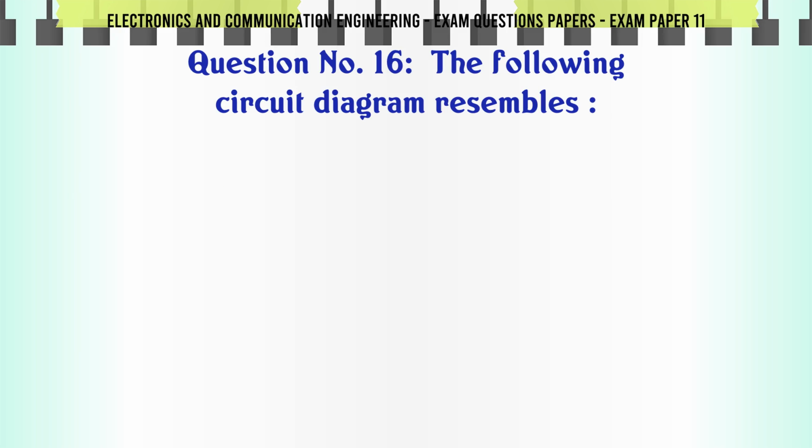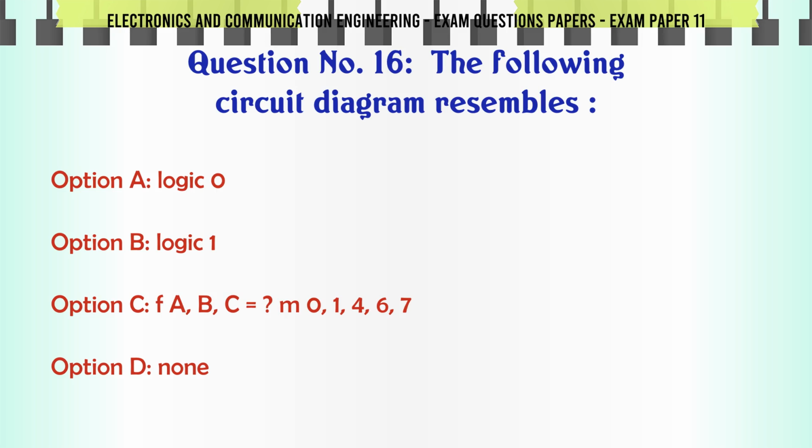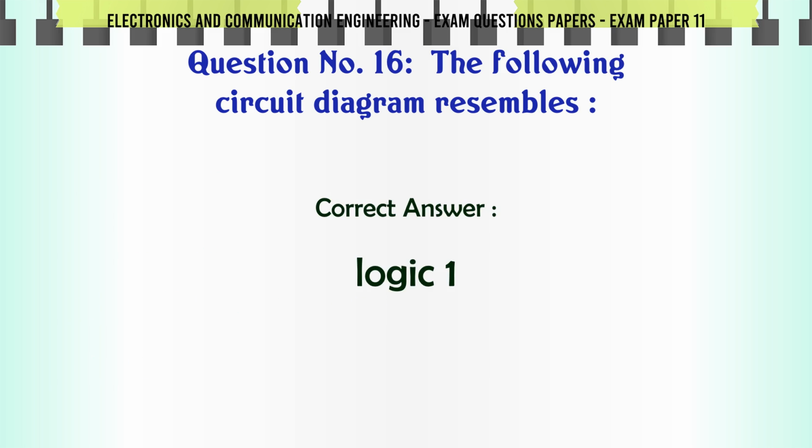The following circuit diagram resembles A logic 0, B logic 1, C F(A,B,C) = Σm(0,1,4,6,7), D none. The correct answer is logic 1.